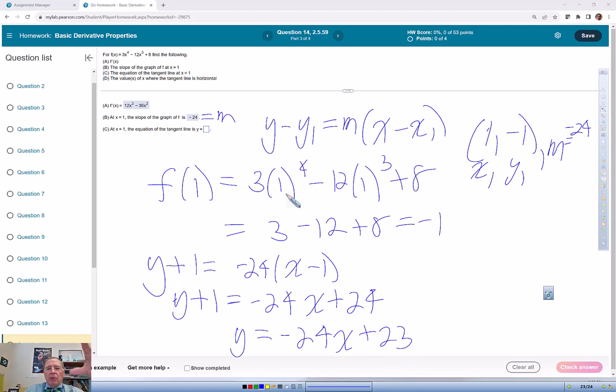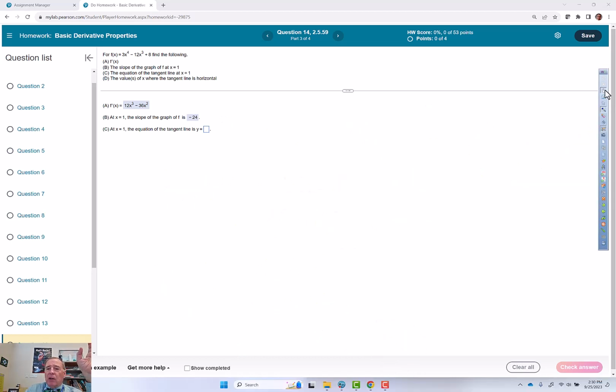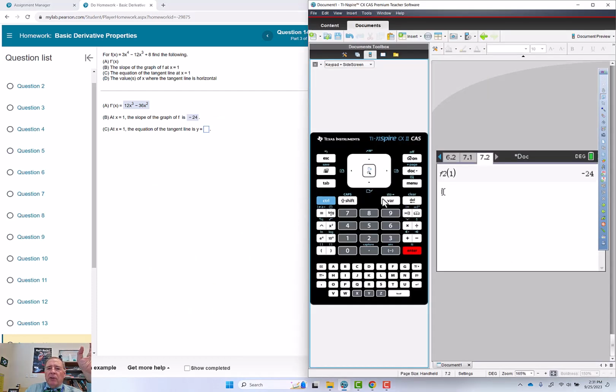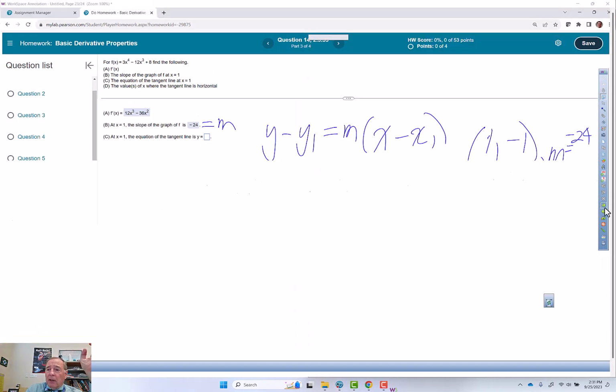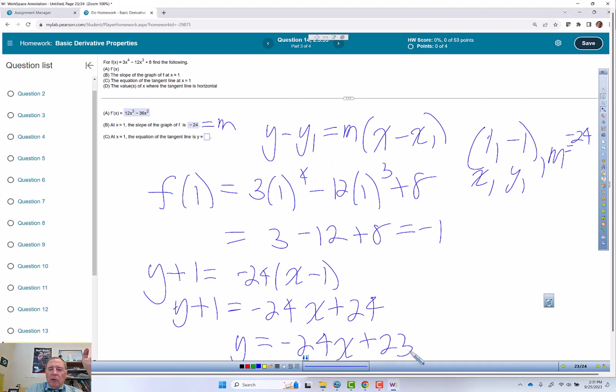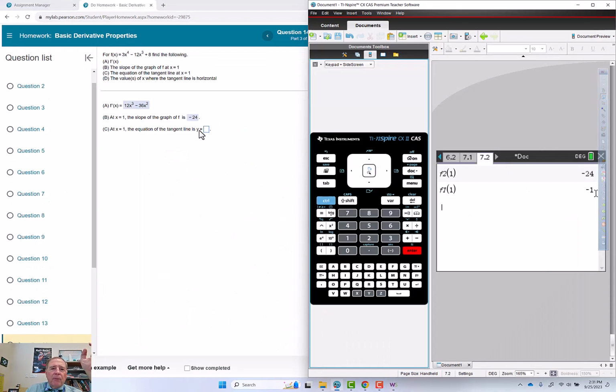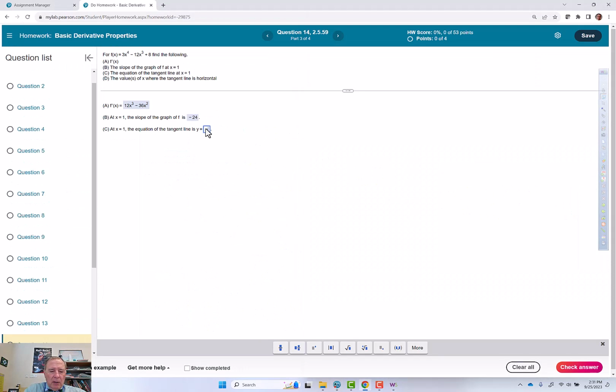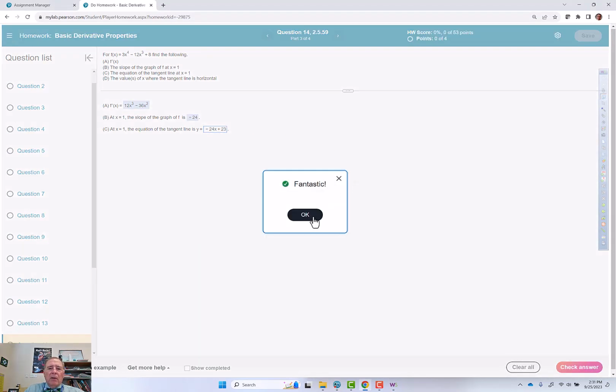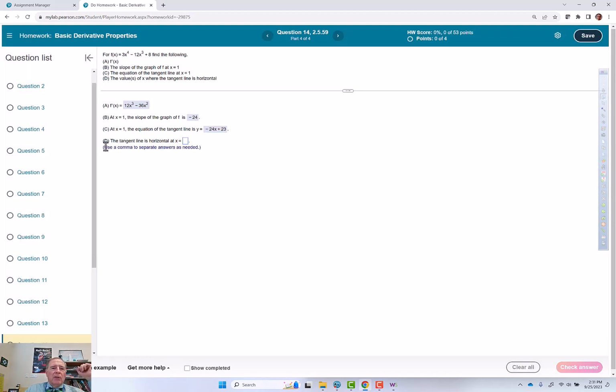And if the numbers weren't that easy, we could go back to our calculator and say f1 at 1 gives us negative 1, and we'd have that point. We've got the slope. So I'm going to go put in y equals negative 24x plus 23. Fantastic.